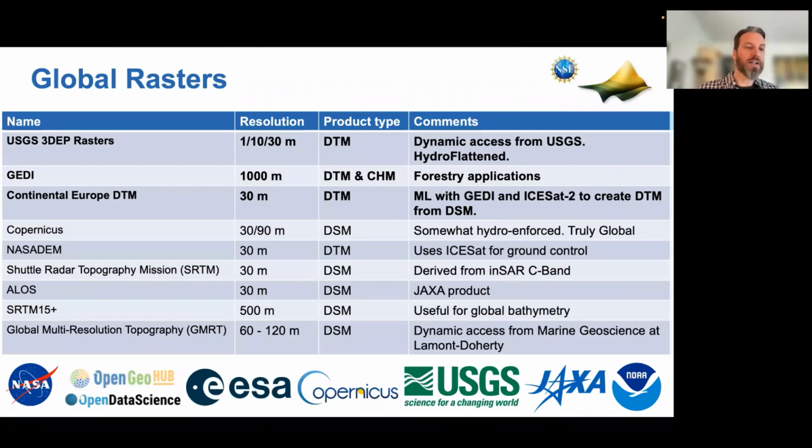I just wanted to highlight a couple of our more recent additions, so the top 3 entries are in bold. As I mentioned, we have the USGS 3DEP rasters. They come in a variety of resolutions. We have a 1 meter, 10 meter, and 30 meter. Those are all DTMs, digital terrain models, so they don't include vegetation. And as I mentioned in the previous slide, these are hydro-flattened.